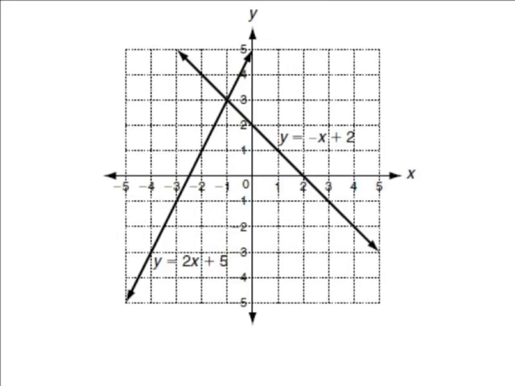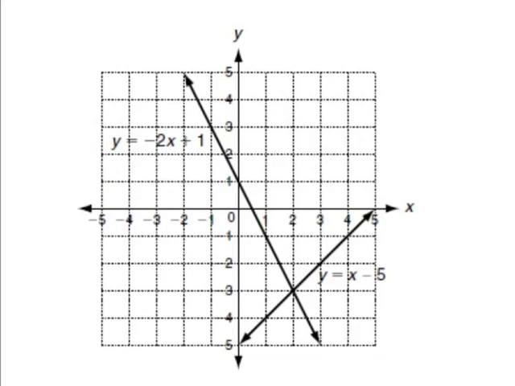Where's the solution to the graphed lines? It's where the two lines intersect. So, it happens right there. Our solution is (-1, 3). Now, if two lines are parallel, we have no solutions. And if we have lines that lie on top of one another, we have an infinite amount of solutions.